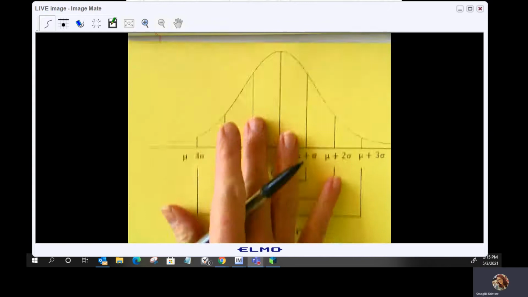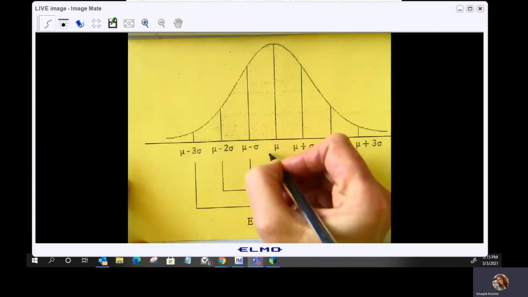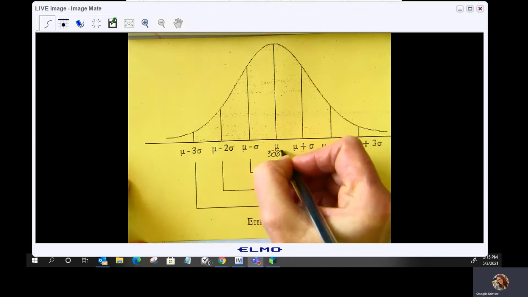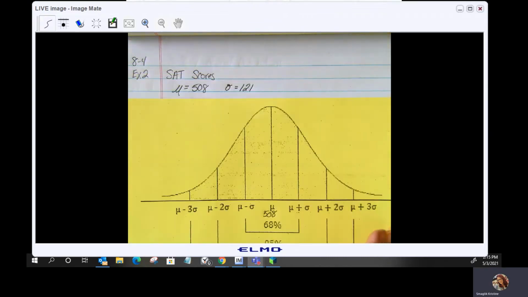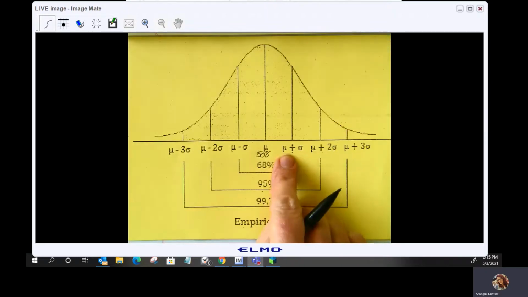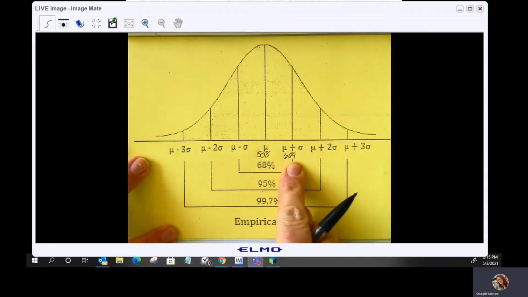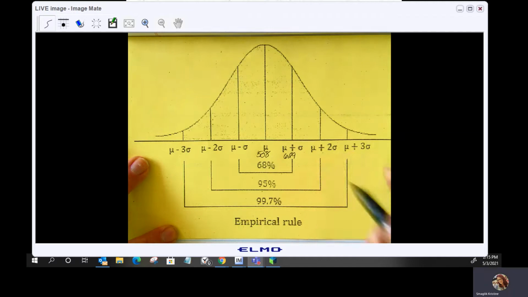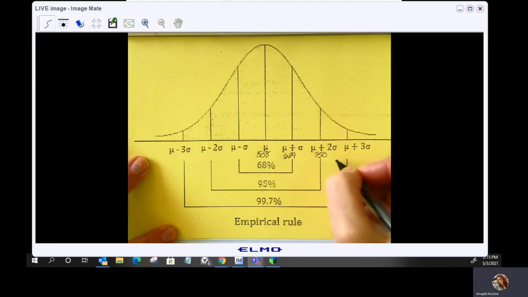So my mean, it says, is 508. So here's my mean. And now when I'm moving to the right, each time I'm going to add that standard deviation of 121. So here I'm going to have 629. I'm going to add another 121, I get 750. And adding another 121, 871.